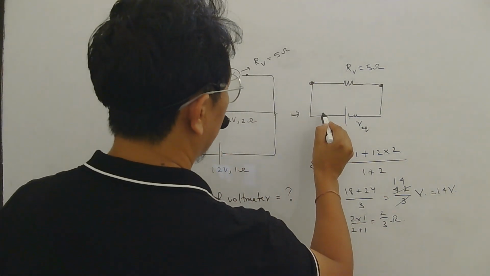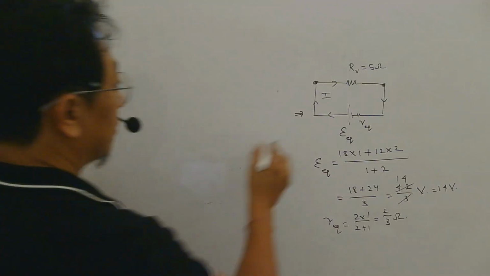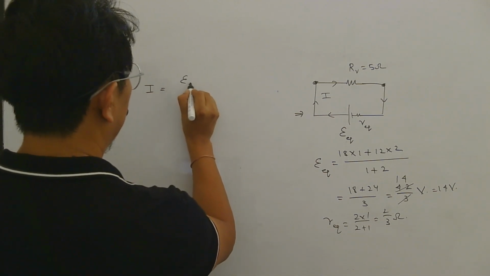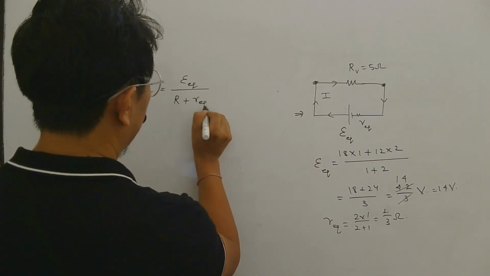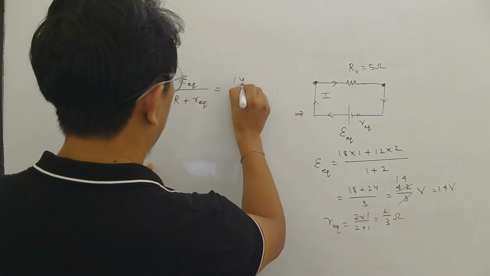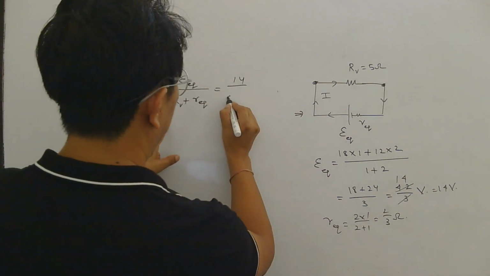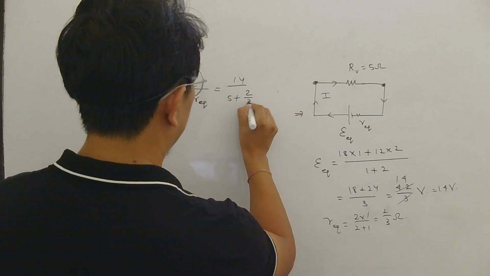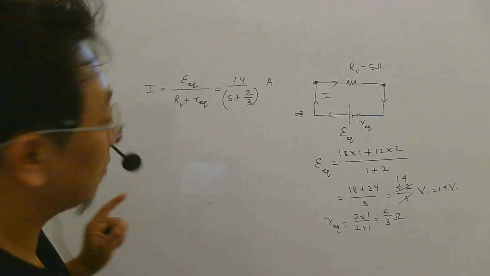So now you can find the current in this circuit, I. So what will be that I now? E equivalent by R external plus R equivalent. E equivalent is 14, R external is the voltmeter's resistance 5, and internal resistance is 2 by 3. So some current will flow, right? This much current will flow.